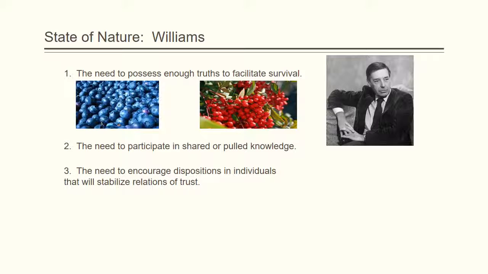Now, this third point is where Williams and Craig tend to veer off in different directions. Where Williams strays is in this stage, the need to encourage dispositions in individuals that will stabilize relations of trust. This notion births the virtues of accuracy and sincerity, both of which are very important to Fricker. She does take some issue with this notion, however, specifically on the emergence of truthfulness as instrumental, which will be clearer when she adds her own stage later in this section. But the most important thing that Fricker is going to add to this is that accuracy and sincerity need a third virtue with them.